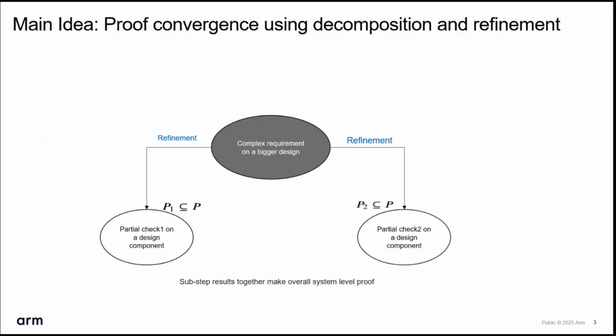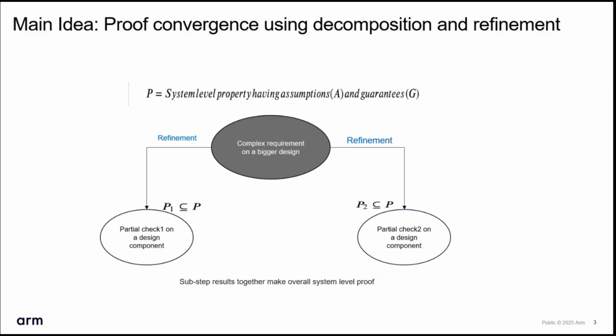The main idea on which our solution lies boils down to the concept of decomposition and refinement. If we have any system level behavior, let's say a property P, which has an assumption and a guarantee, we describe a system level behavior as a contract which consists of assumptions and guarantees. If we want to verify the system level contract, which is later transformed into a system level property, we decompose it.